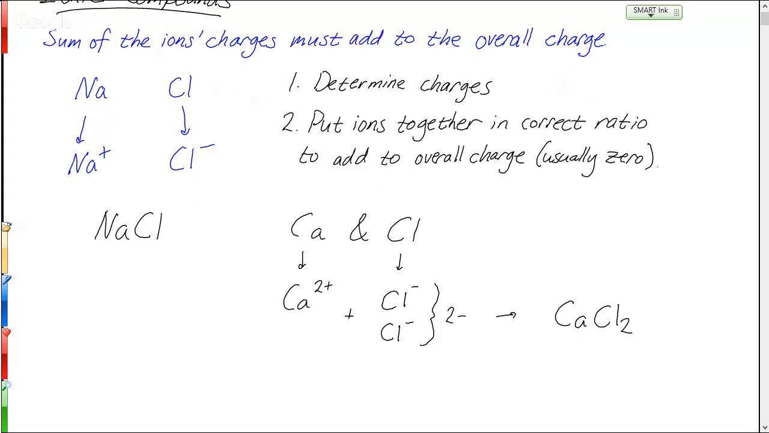So the formula between calcium and chlorine doesn't just take 1 of each. You need 2 of the -1 chlorides to balance out the +2 calcium.